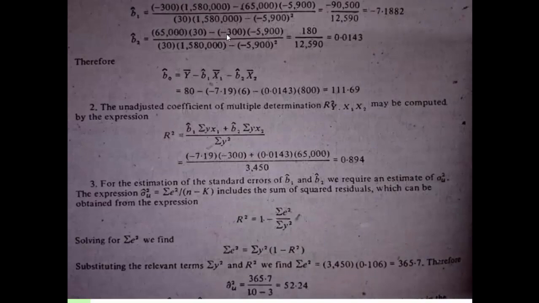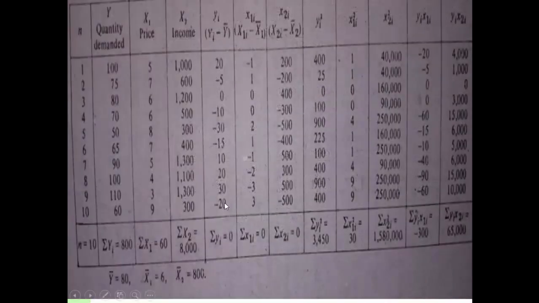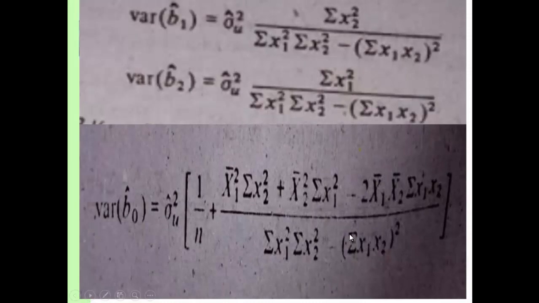The table is constructed on the basis of the formulas given in slide 19 and slide 20, the table which was discussed at the beginning of this lecture. From these values, we put them in the formula for B0, B1, B2 hat. We get the values of B1 hat, B0 hat, and B2 hat, and we discussed this also in the previous example.